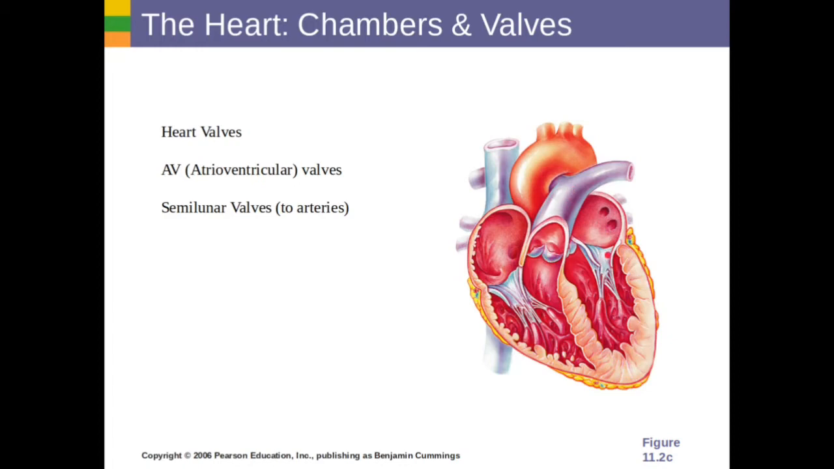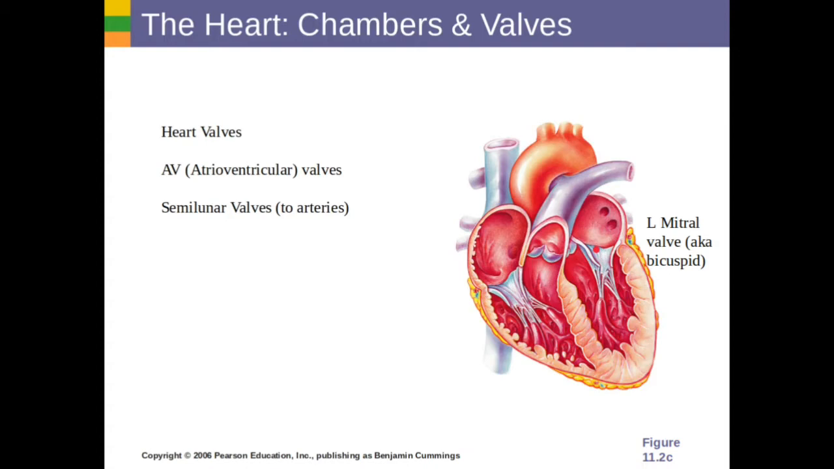So these valves have different names. Collectively, the ones between the atria and the ventricles are just called AV valves, or atrioventricular valves. And then these are called semilunar valves, and they're named for the arteries that are leaving them. So the specific names for the valves are based upon how they look, how many cusps they have.